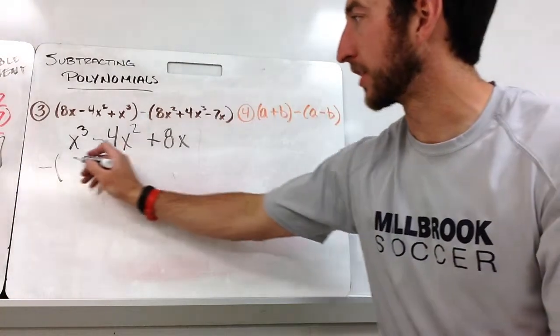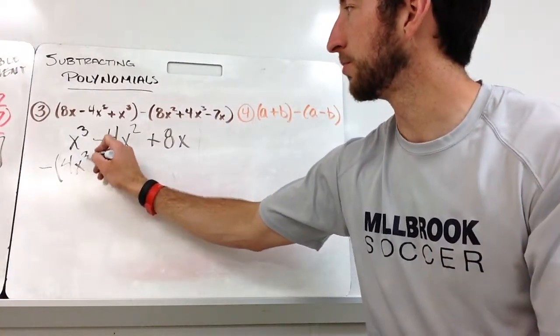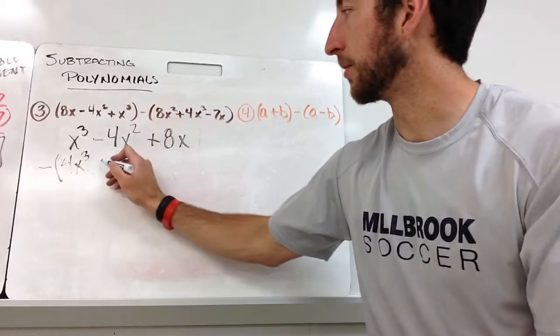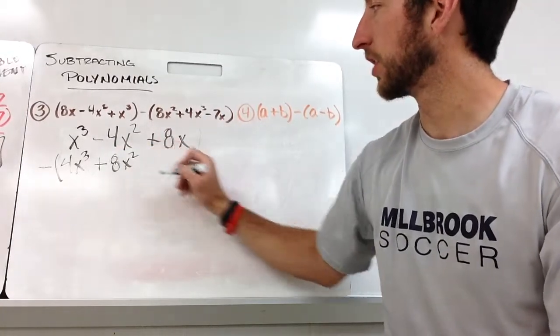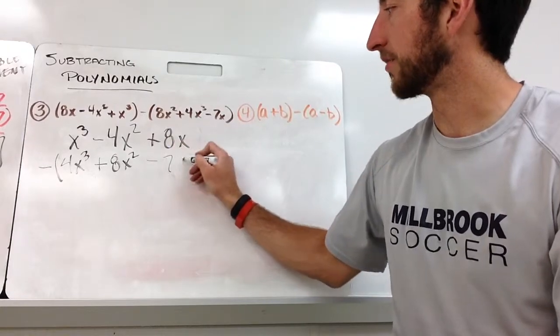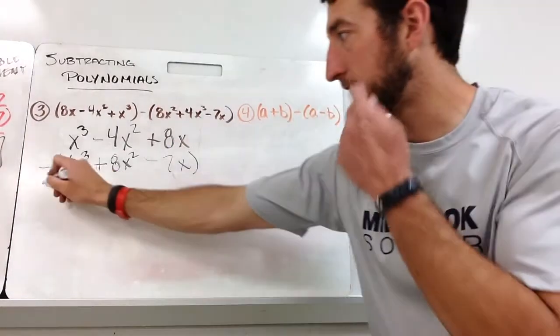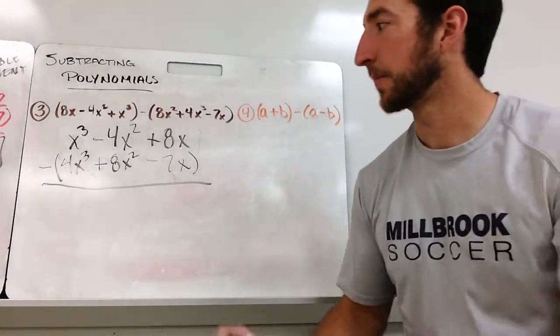So I'm going to line up my things. I got 4x cubed there. Line up my 8, keeping all the signs the same, 4x squared. Then I got my minus 7x. Close my parentheses and put my line under there.